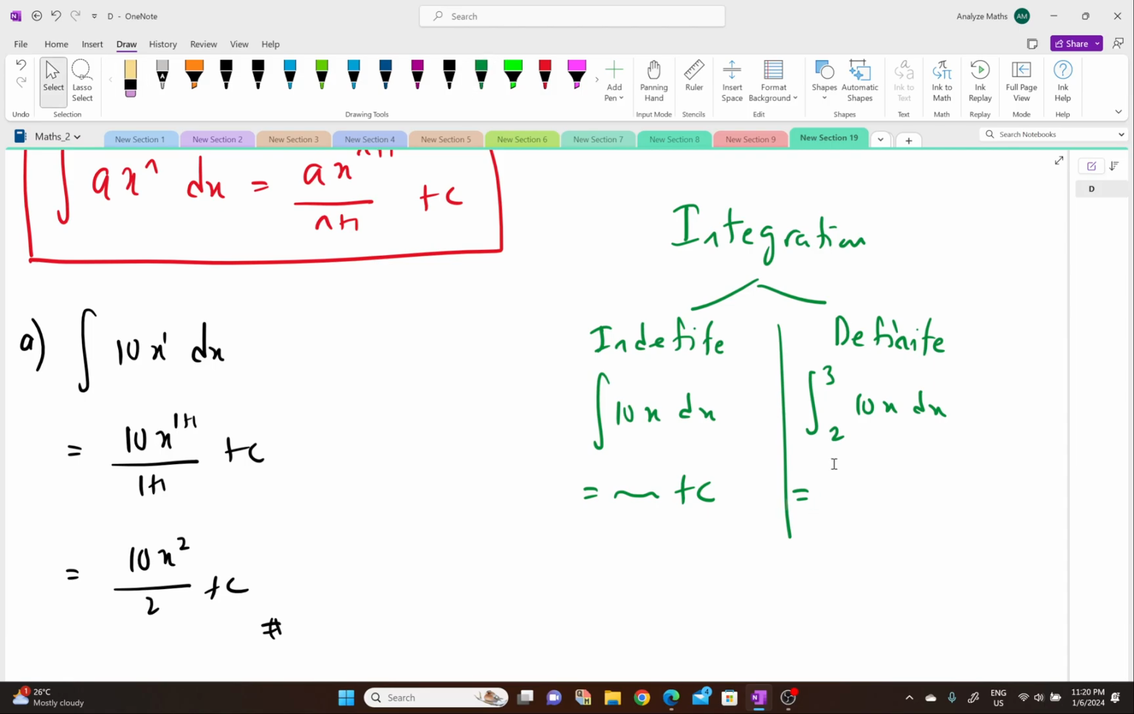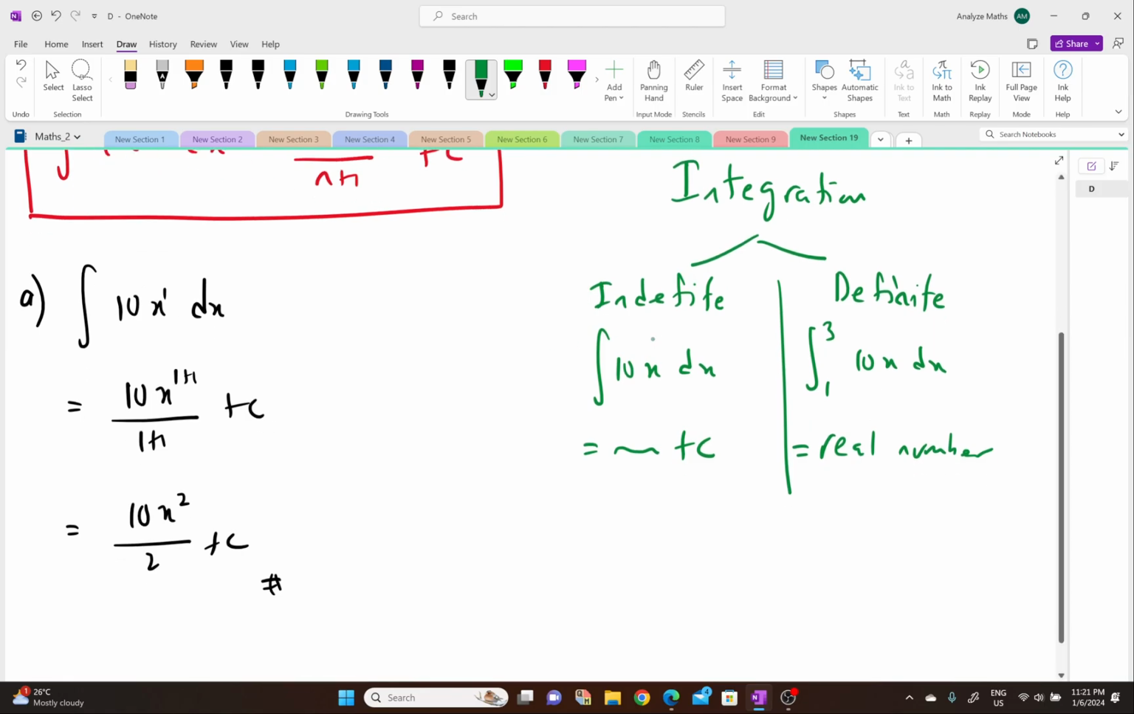For example, there will be a number, and you will end up with a constant number, a real number. So indefinite integration is like this. You won't have a number here; we call that a limit. You won't have a number here. You will have an expression, and you will add c here.